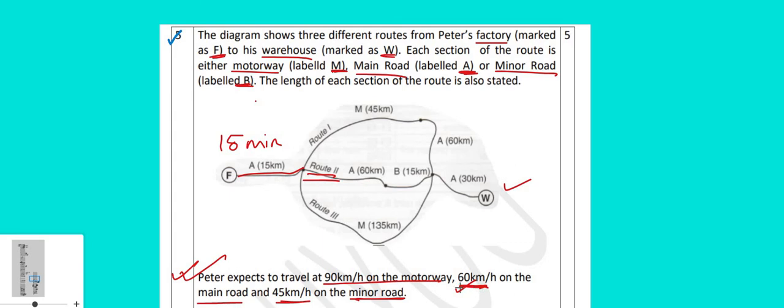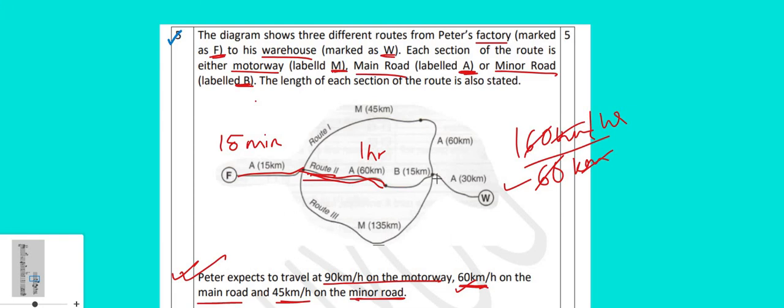Again we have the same information. He travels 60 kilometers per hour on the main road. 60 kilometers per hour divided by 60 kilometers, so the 60 is cut and we are left with 1 hour. If we combine both of these routes till the 60 kilometer mark, it makes 1 hour 15 minutes.